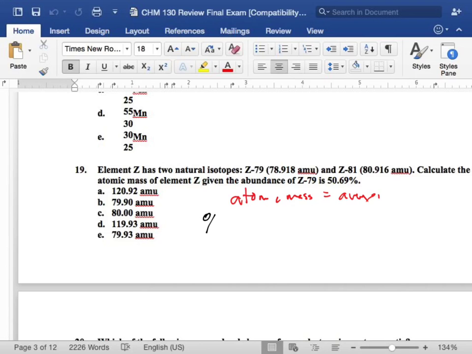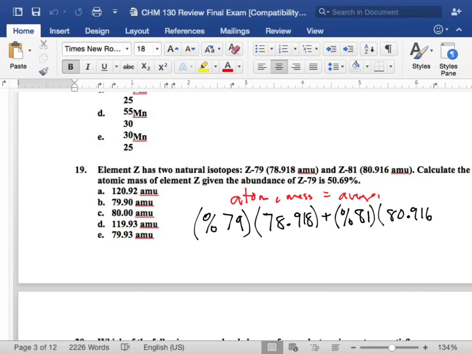So it's the percent of atom 1, which let's go ahead and call it percent of atom 79, times the mass of atom 79, which in this case is 78.918, plus percent of atom 81 times its mass, 80.916. So I need to look for the percent of atom 79. Where's the percent of atom 79? It's given to us. It's that 50.69. So I could write 50.69.